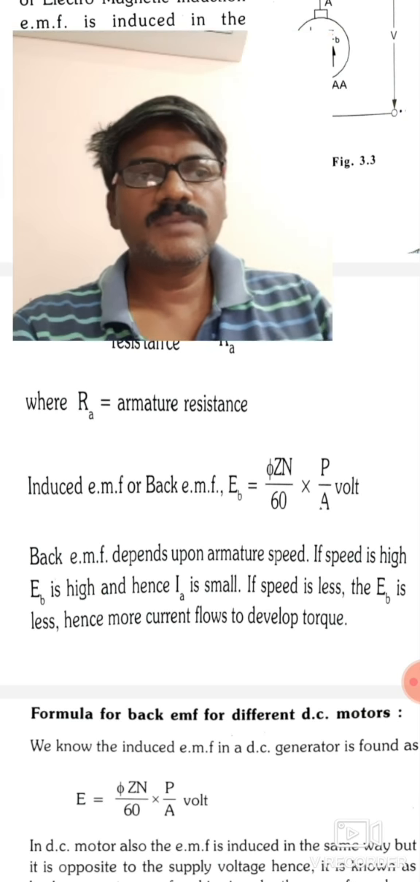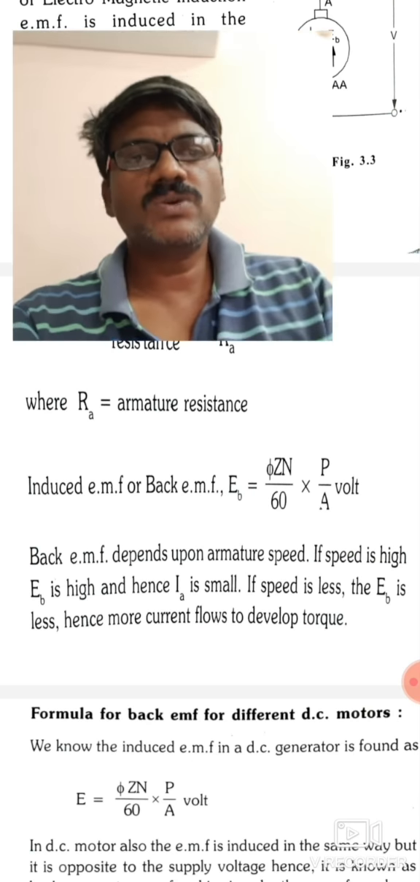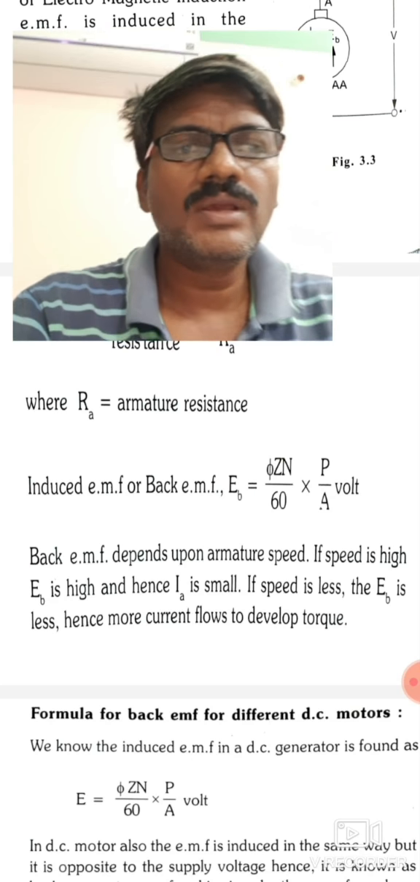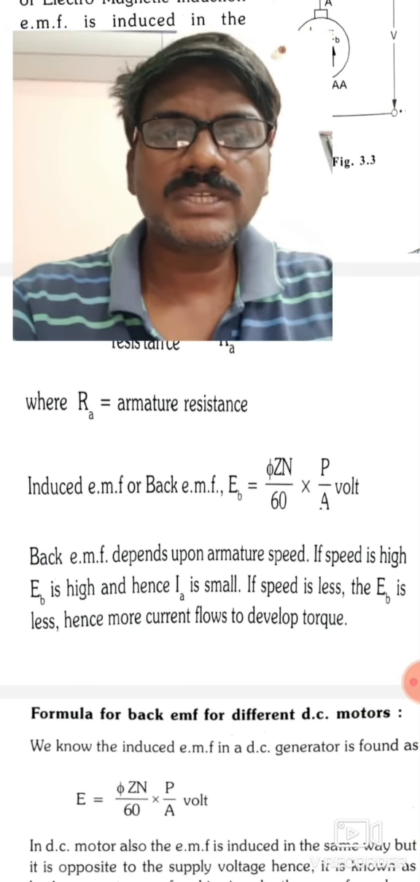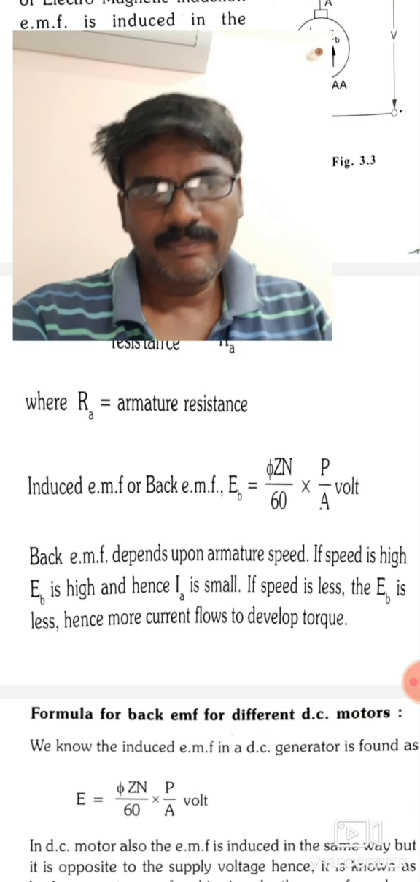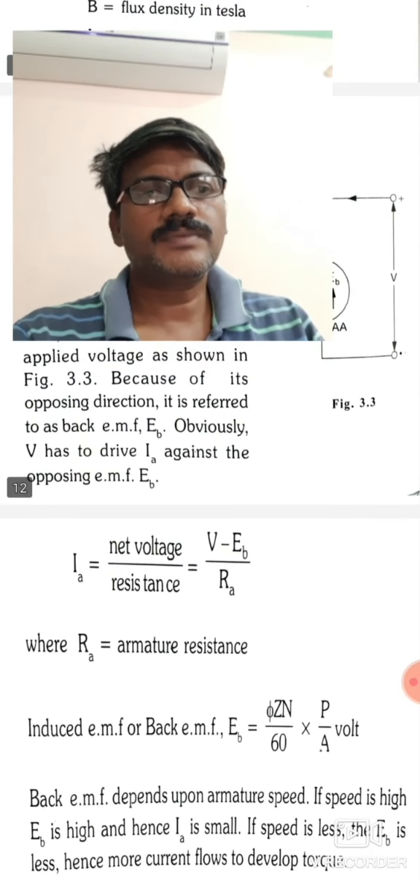So this back EMF depends upon armature speed. If speed is high, back EMF is high, and hence I is small. If speed is less, back EMF is less, and hence more current flows to develop a torque. Right?